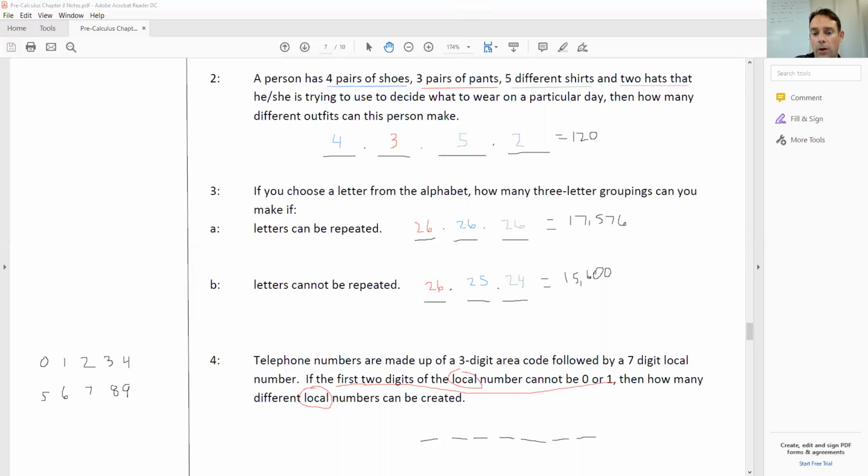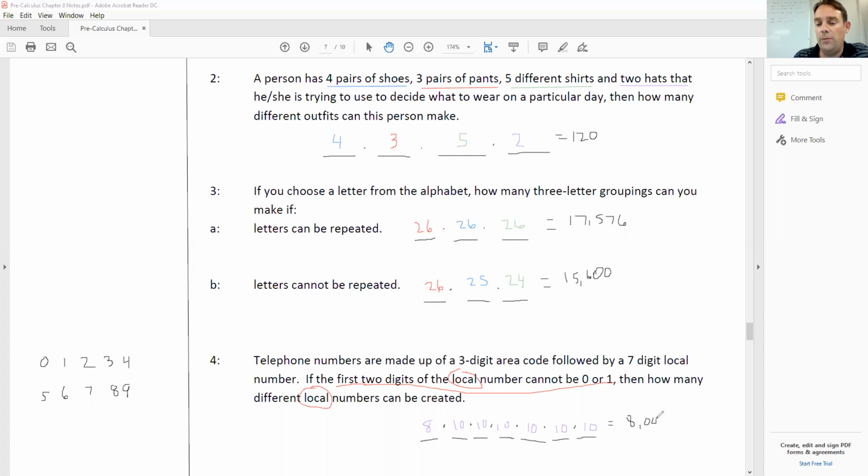So we can go ahead and we put 8 in here. After that, it doesn't matter how many numbers you have left. You can use any one you want. So that means we have 10 here, 10 here, 10 here, 10 here, and we're just going to keep multiplying all the way down. 10 here and 10 here. Multiply, multiply, multiply. We're going to multiply it all the way out. How many 7-digit numbers could we possibly make? Well, we'd make 8 million.